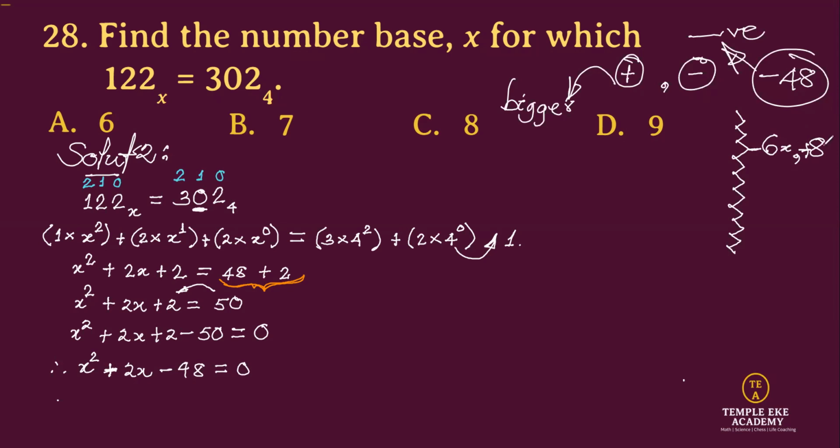And now we can charge the two of them with the variable in the middle, x. So the factors we require are minus 6x and positive 8x. Let us replace the middle term with these factors. So 2x out of the way, and that means we have x squared minus 6x plus 8x minus 48 equals 0.